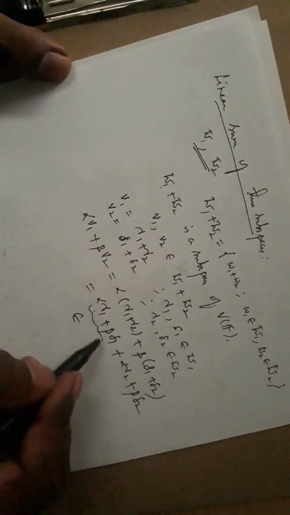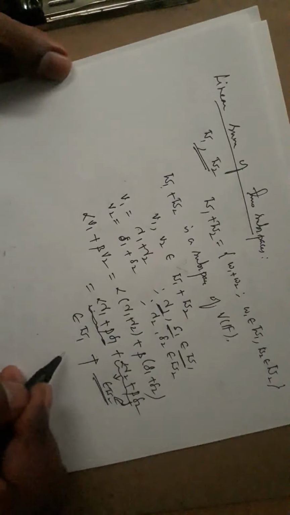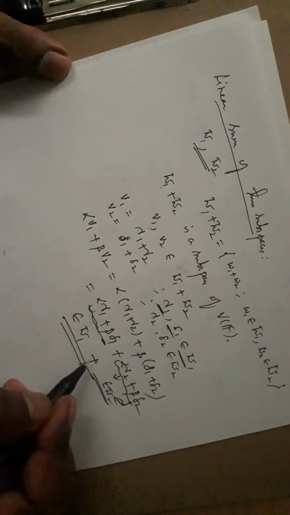Since W1 is a subspace already, alpha gamma 1 plus beta delta 1, where gamma 1 and delta 1 are already in W1, belongs to W1. Since W2 is a subspace and these two belong to W2, alpha into an element of W2 plus beta into an element of W2 belongs to W2. So this belongs to W1 plus W2. So W1 plus W2 is always a subspace. That is called the linear sum of two subspaces.